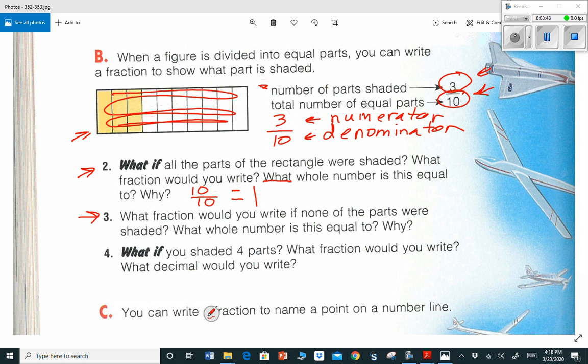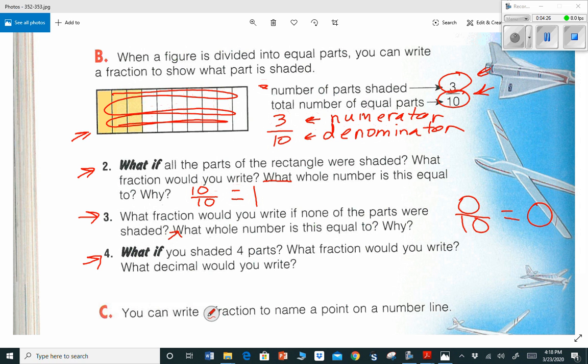Next question. What fraction would you write if none of the parts were shaded? Well, none, of course, is 0 out of 10. And then same question, what whole number is this equal to? Well, if you got 0 out of 10 pieces, it doesn't really matter how many pieces there were. You got 0. And that's the whole number that it's equal to. So any fraction that has 0 on the top is equal to 0.